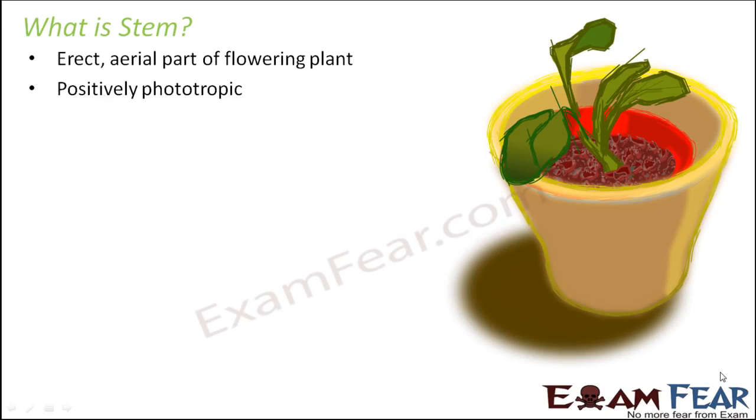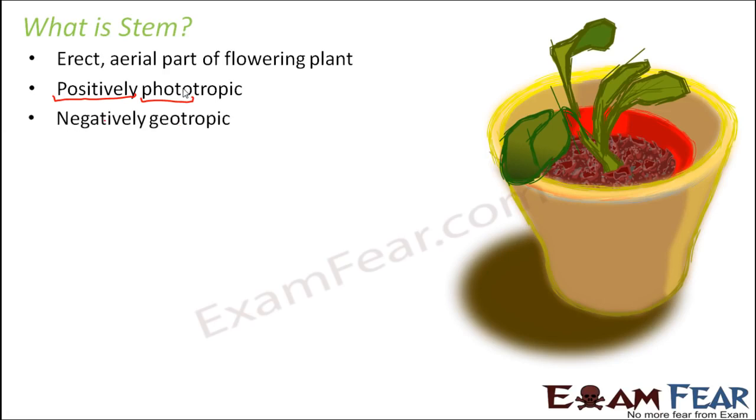Positively phototrophic. So what do we mean by positively phototrophic? Positively means towards. Photo is light. So that means it grows towards light. It grows upwards. That is why it is positively phototrophic. But if I talk about root, is it positively phototrophic? No. It is generally negatively phototrophic. That is, it always tends to grow away from light. That is why it grows downwards.